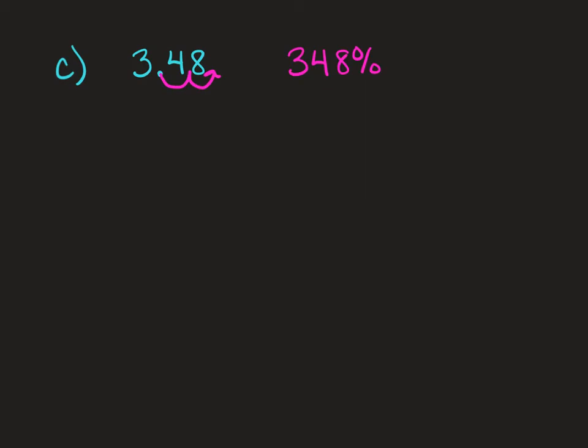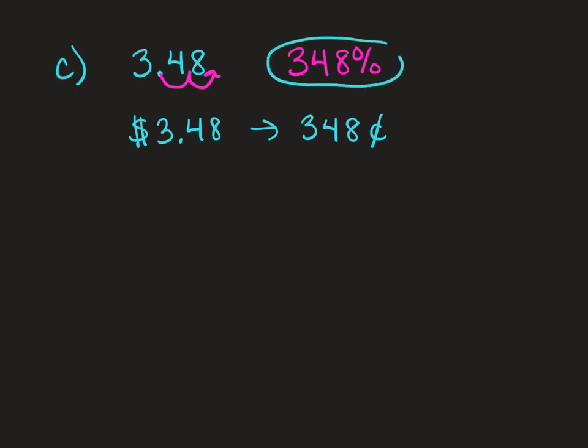Remember, you could think of it as dollars and cents again. This was like saying $3.48, and we know that if we were to count that out in pennies and cents, that would be 348 pennies, or 348 cents. So 348% was correct.